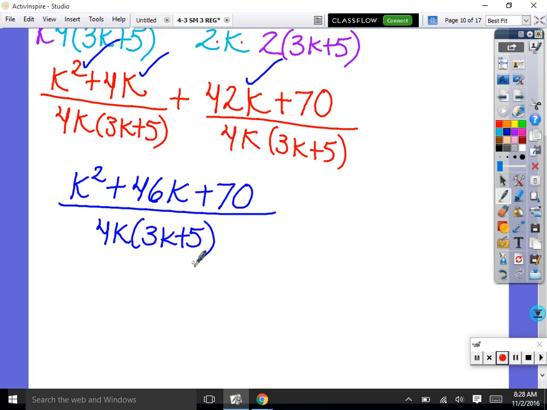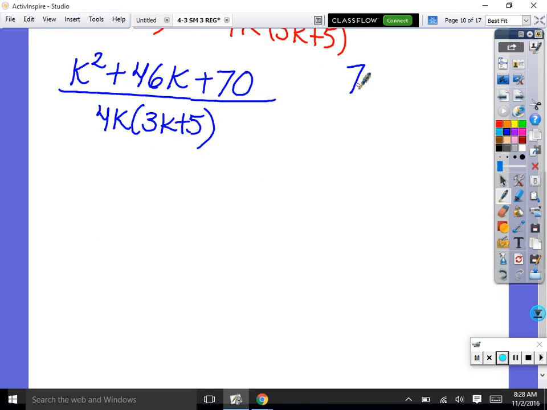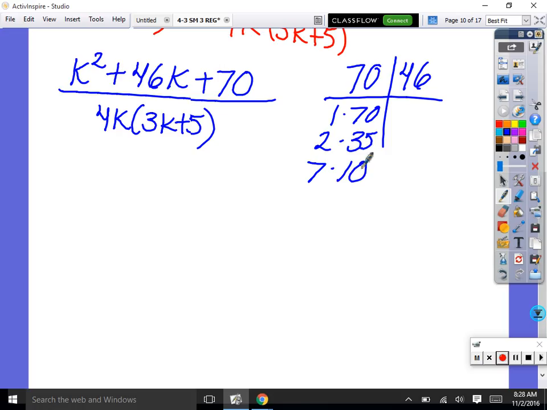So now you would need to go off to the side and say, does this factor? So you'd say to yourself, what multiplies to be a times c, what multiplies to be 70 and adds up to be 46? 1 times 70, 2 times 35, what else? 7 times 10, anything else? Can we think of any? You would test a few things, you know what I mean? Do any of those add up to be 46? No. And if we've listed them all, then we know that the top doesn't factor, so we're done.